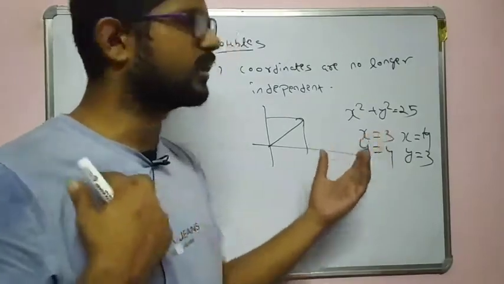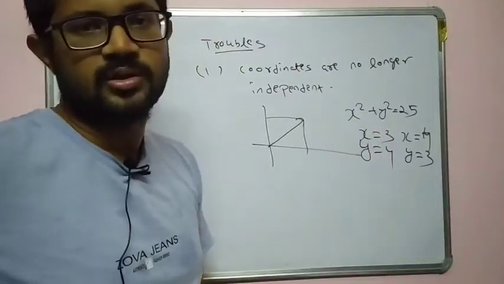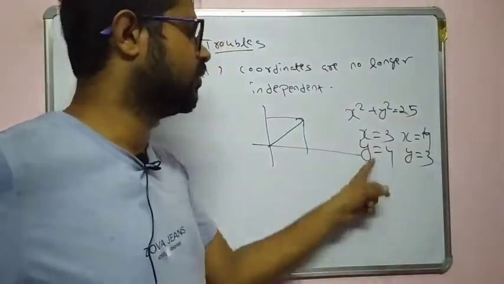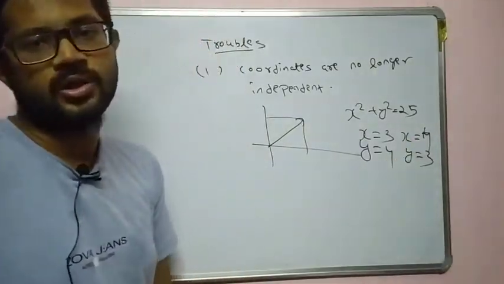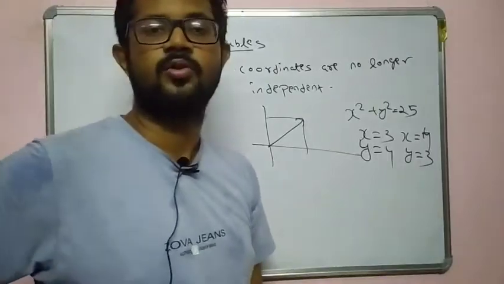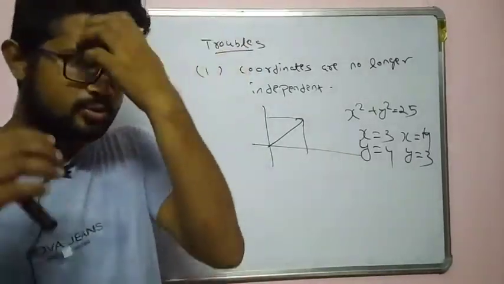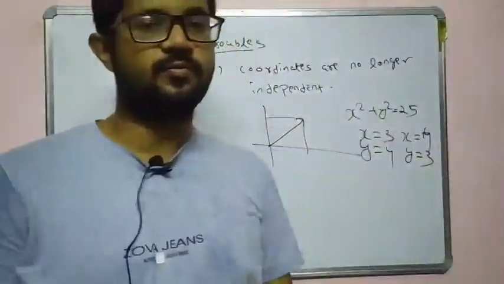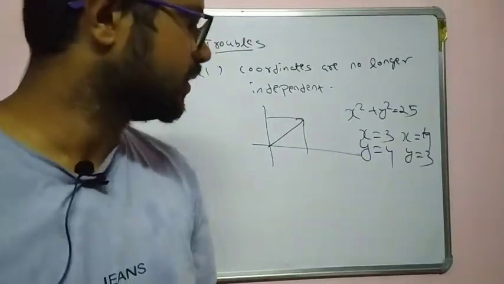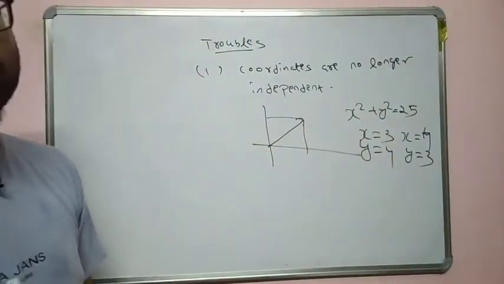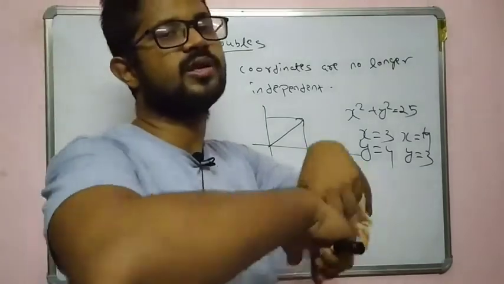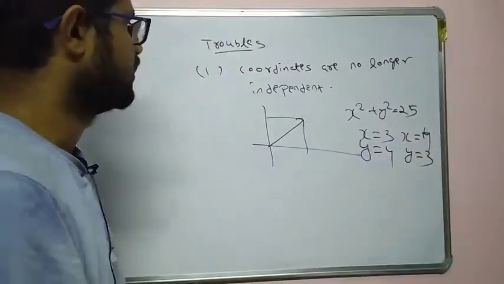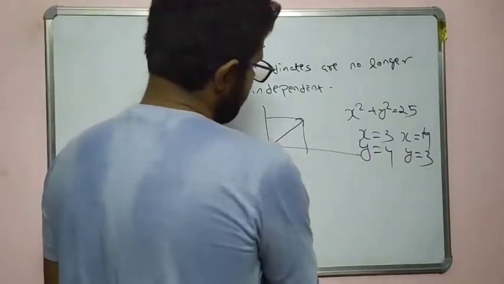You have to take the value of x is equal to 3, then at that moment you have to take the value of y is equal to 4. The moment you take the value of y is equal to 3, you have to take the value of x is equal to 4. That means these values are fixed: 3, 4, 4, 3, in that combination. They are no longer independent, like values that you can take as per your choice. So coordinates are no longer independent.